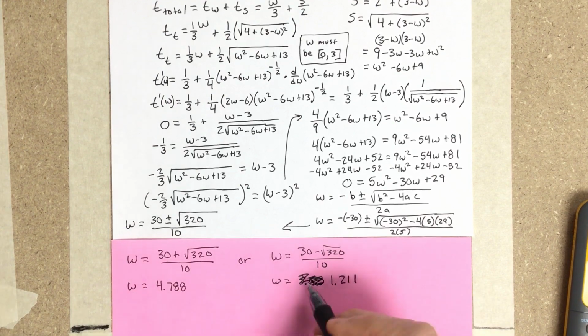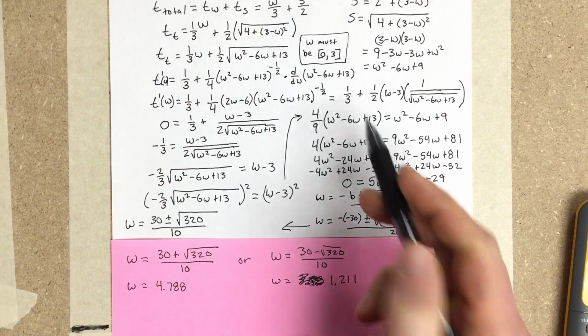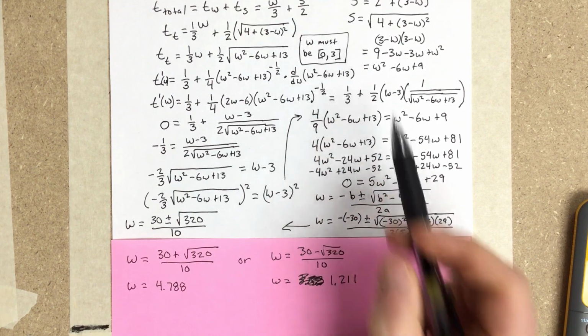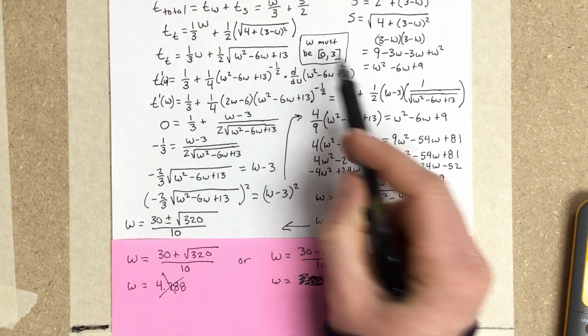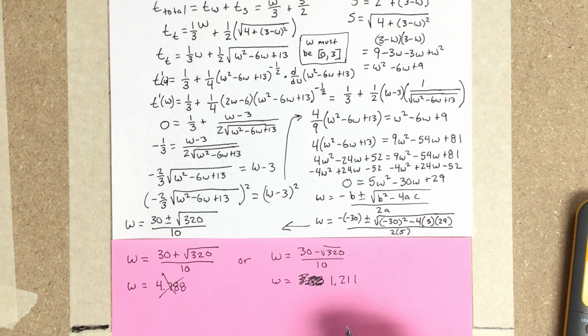All right, so we got 1.211 for w. That's within our domain of 0 to 3 here. So the other one does not work because it's outside the domain. Now what we need to do is check the endpoints and this w value to see which gives the least time, since we're trying to minimize the possible time. So we want to check T of 0, T of 1.211, and T of 3.